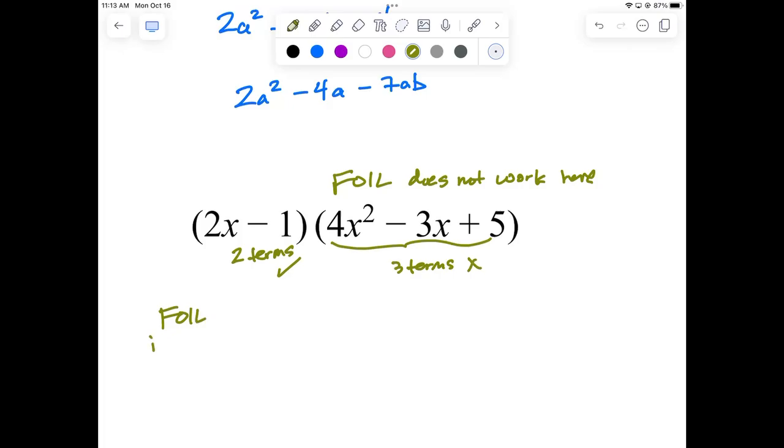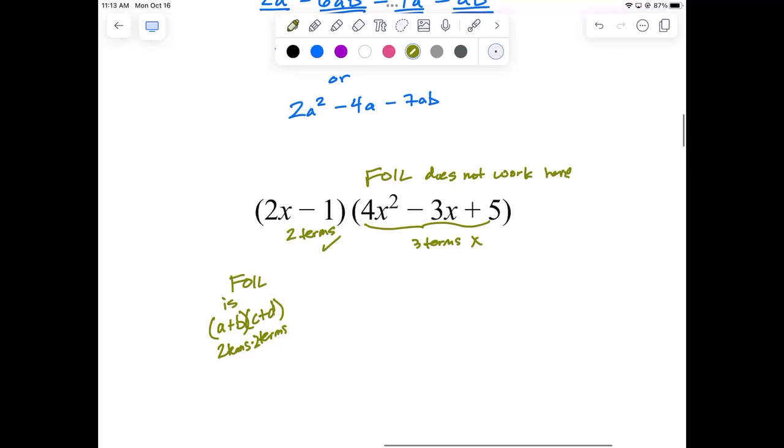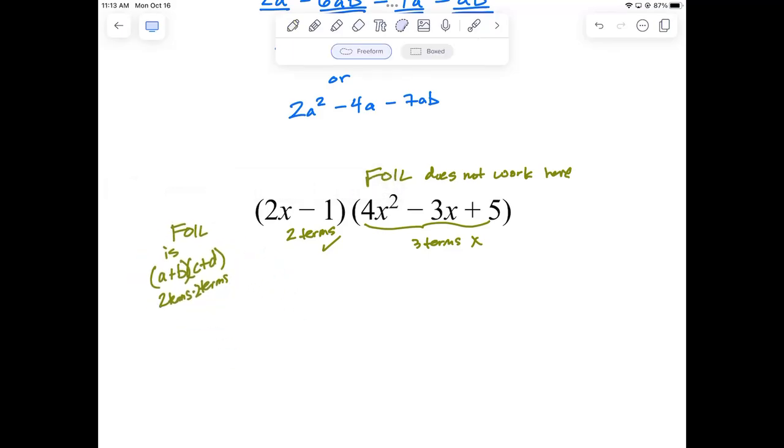FOIL is 2 terms, A plus B times C plus D. Okay? 2 terms times 2 terms. That's it. So what do we do if we can't FOIL? Well, we're going to use the D word. It rhymes with distribute. It's called what? Distribute. We're going to distribute.